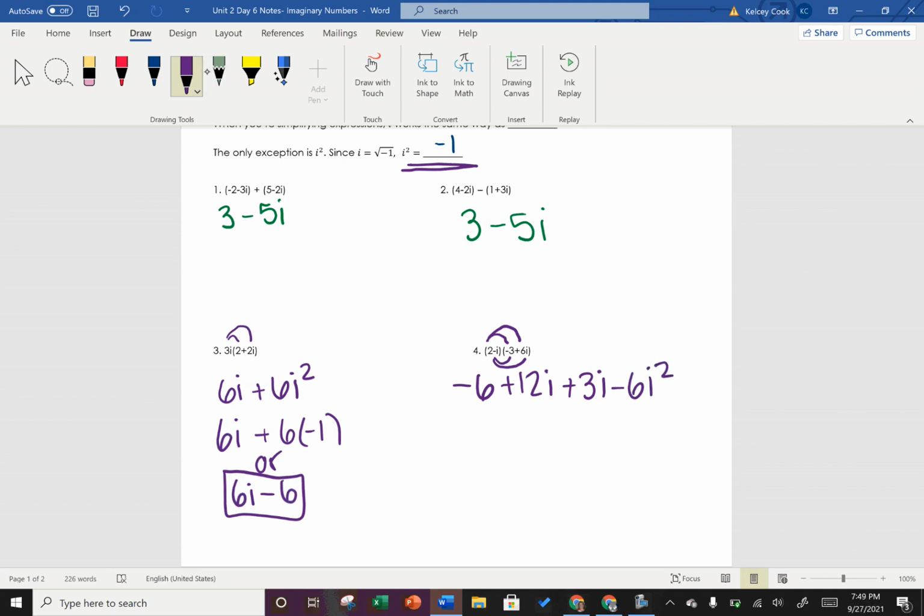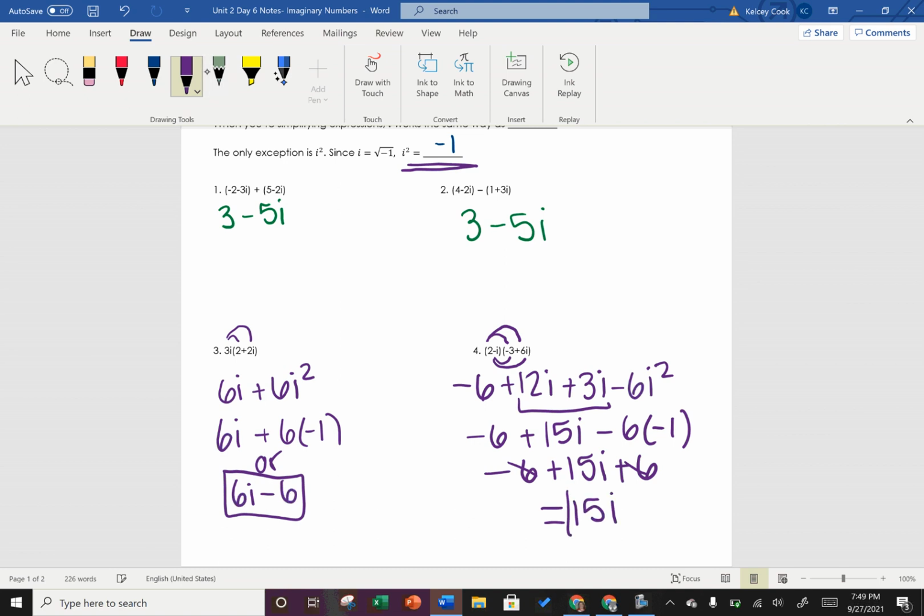Now this isn't done. We have some things to combine. So 12i plus 3i, it's going to be 15i. And then we know that i squared is -1, so really this turns into positive 6. So -6 plus 15i plus 6. My 6s are going to cancel, so my answer will just be 15i.